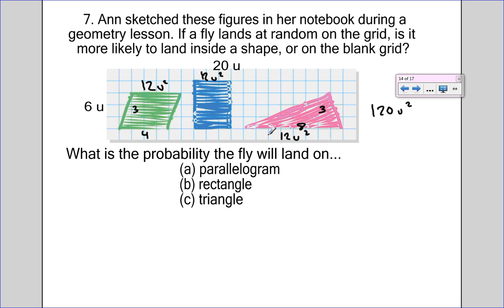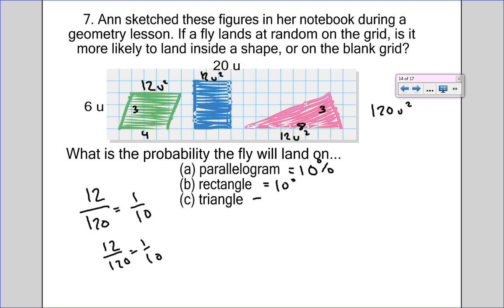So the probability that it'll land on the parallelogram, well, it's 12 over the total, which is 120, equals 1 over 10, which is the same thing as 10%. The rectangle will be the same thing, so 10%, and the triangle will be the same thing as well. So the probability it lands on one of these three shapes is 30%. So the probability it lands on the shape is 30%.